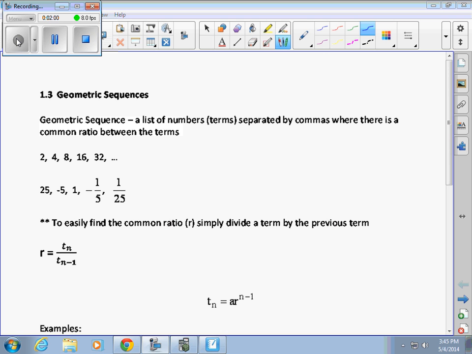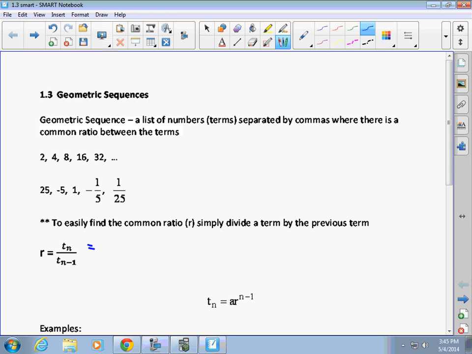So in the first example here, if I choose 8 and 4, I divide 8, which would be my term 4, by the one before it, which would be term 3, so my common ratio would be 2. For example 2, r is equal to term 2 divided by term 1. So it's negative 5 divided by 25, so it's negative 1/5.